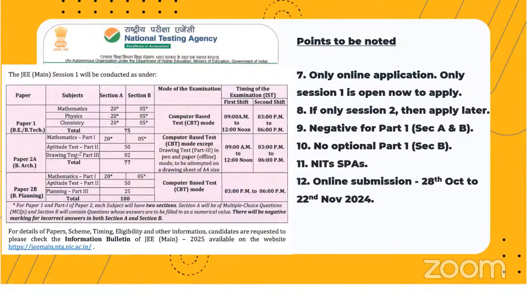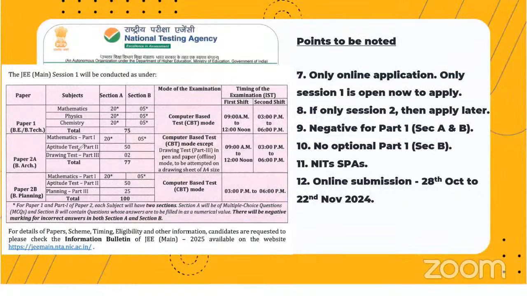So basically how JEE paper 2 B.ARCH happens is that for those who don't know about JEE papers, JEE paper 1 is for B.E and B.Tech. So if you want to get into engineering in all these colleges, you have to apply for JEE paper 1. If you have to get into architecture, it's JEE paper 2A. And if it's B.Planning, it's JEE paper 2B. So I'm only discussing about JEE paper 2A here.